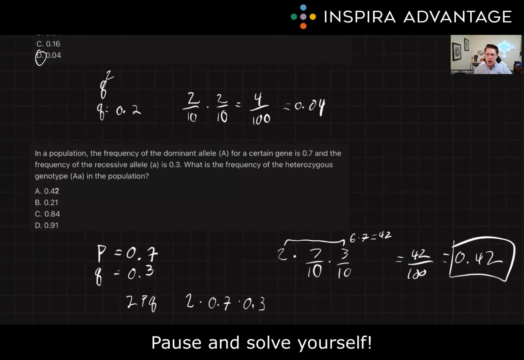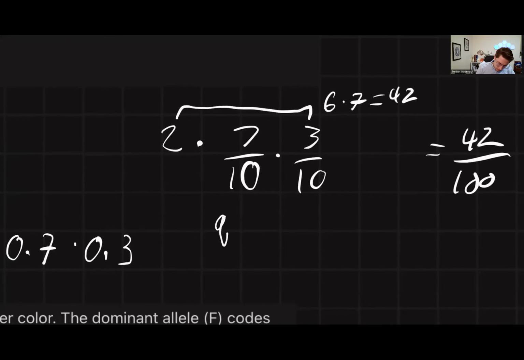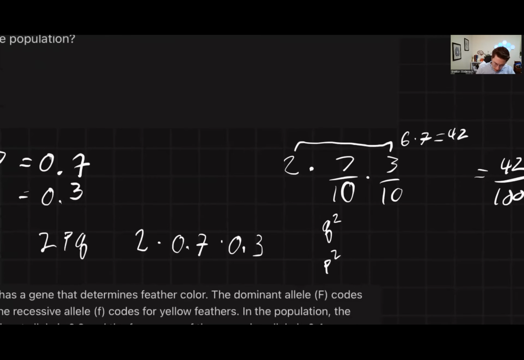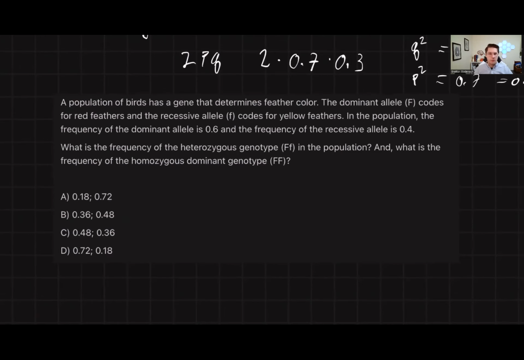Now think about quickly, how would we solve for homozygous recessive and homozygous dominant? For homozygous recessive, that equation is q squared. For dominant, it's p squared. So we would just take those numbers and square it. q squared, we'd say 0.3 squared. p squared would be 0.7 squared. And this is 0.09, 0.49, respectively.